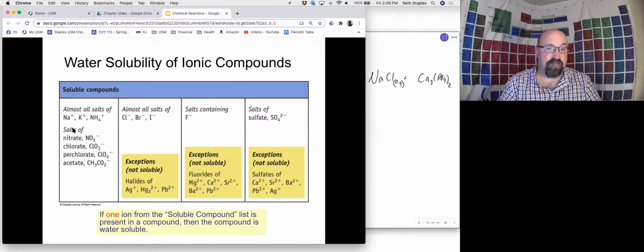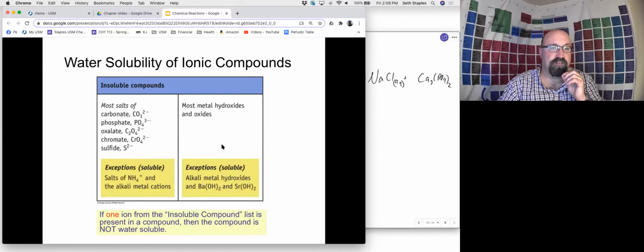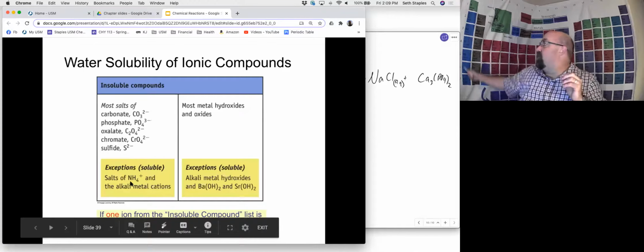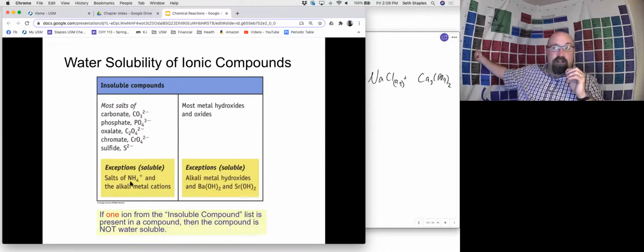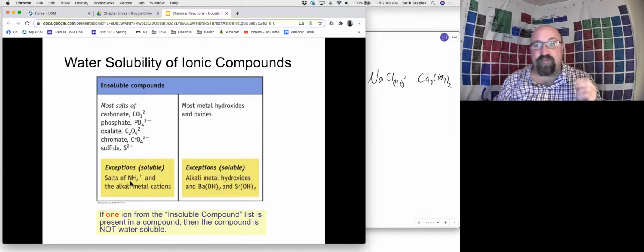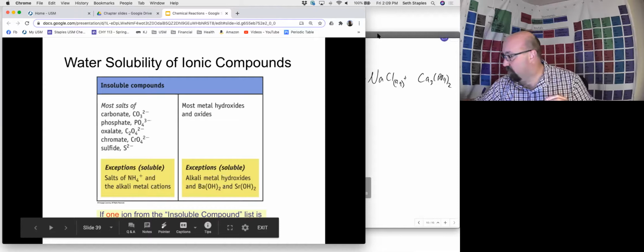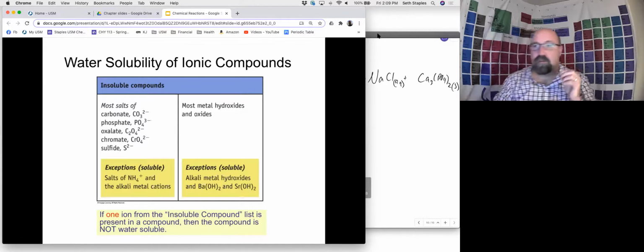Ca3PO4, calcium phosphate. We don't have any rules for calcium or phosphates on our soluble charts. Let's look at our insoluble list. Phosphates, most of those are insoluble. There are some exceptions, ammonium and our alkali metals. Calcium's not an alkali metal. Calcium's an alkaline earth metal. And so calcium is not an exception when it comes to phosphates, which means that calcium phosphate is going to be a solid.